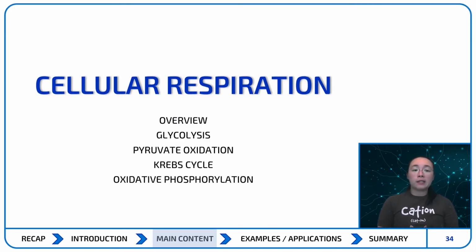So now let's talk about cellular respiration. We're going to go through a quick overview, just like we did before with photosynthesis, and go through the 4 different stages of cellular respiration. There's glycolysis, pyruvate oxidation, Krebs cycle, and oxidative phosphorylation.